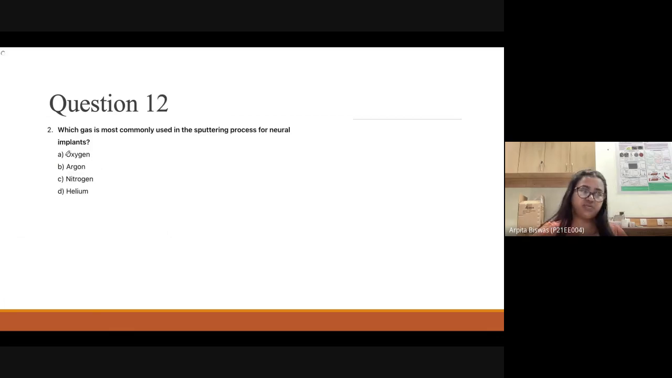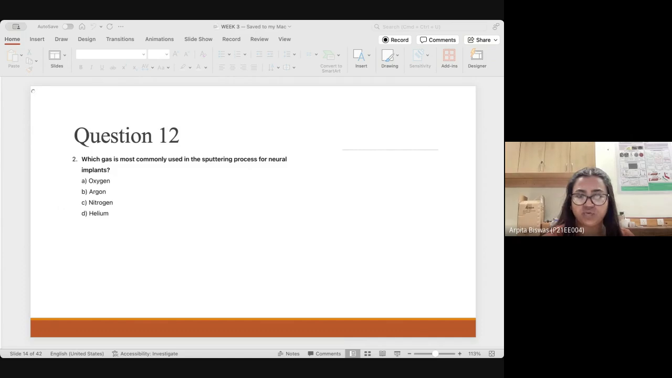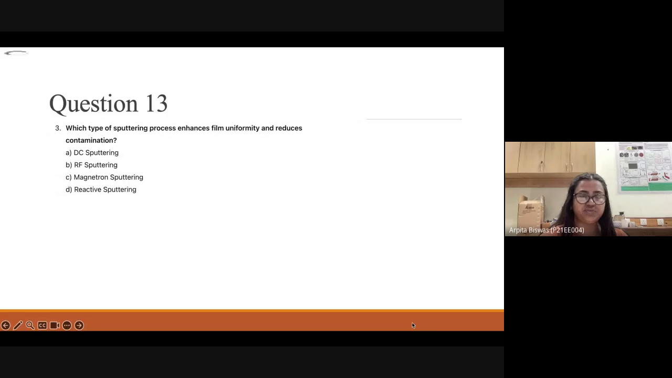Good. So this is question number 12. Which gas is most commonly used in the sputtering process for neural implants? First is oxygen, second is argon, third is nitrogen, and fourth is helium. So what is the right option? Option B. Yes, option B, the argon, right. So we are moving toward question number 13.